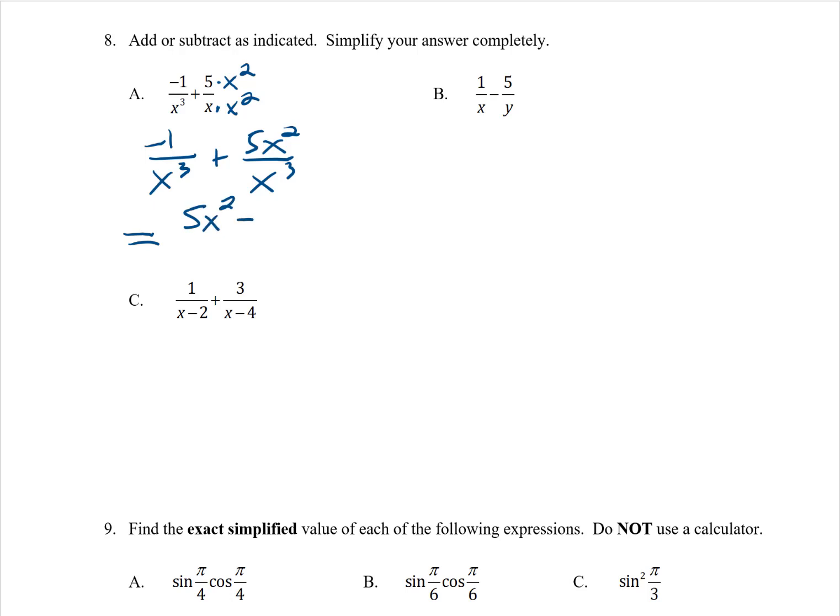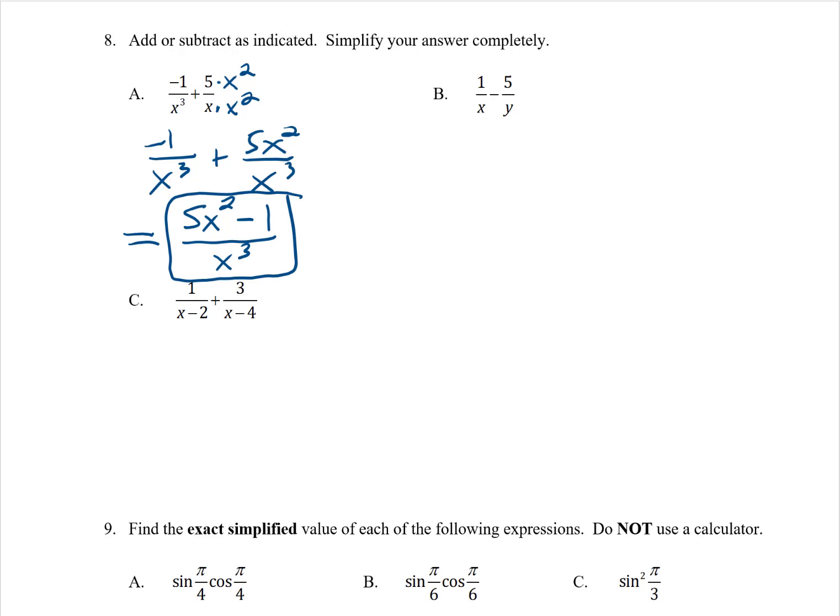I think I'll put it in the more normal order, or negative 1 plus 5x squared would have been fine. And then all over x cubed. 5x squared and 1 are not factors, and 5x squared minus 1 does not factor, so there's nothing else I can do here.